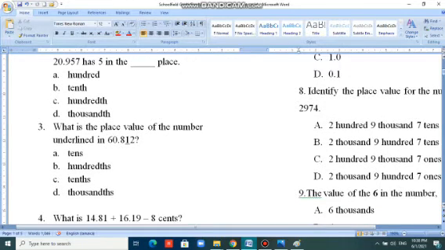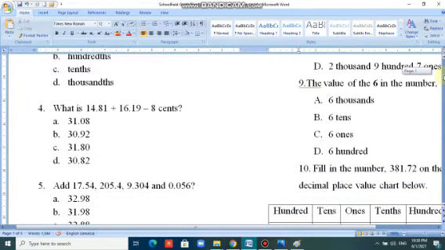It says, what is the place value of the number underlined in 60.812? And that would be what? That would be B, in the hundredths place. All right, that would be B, in the hundredths place. All right.